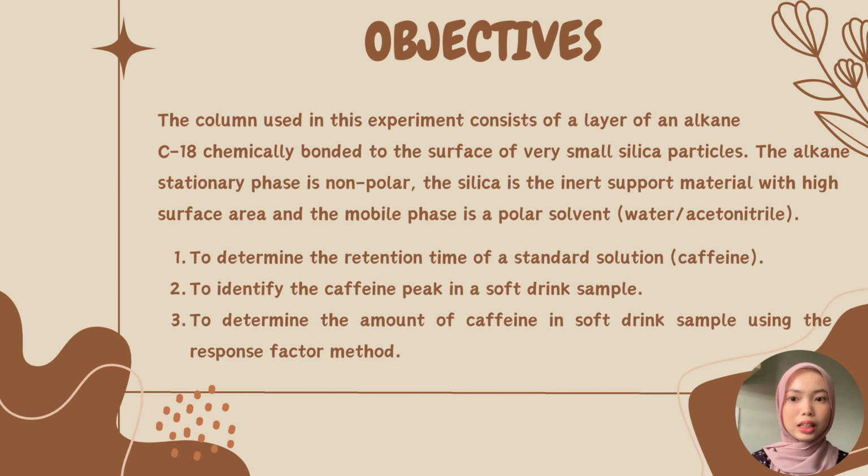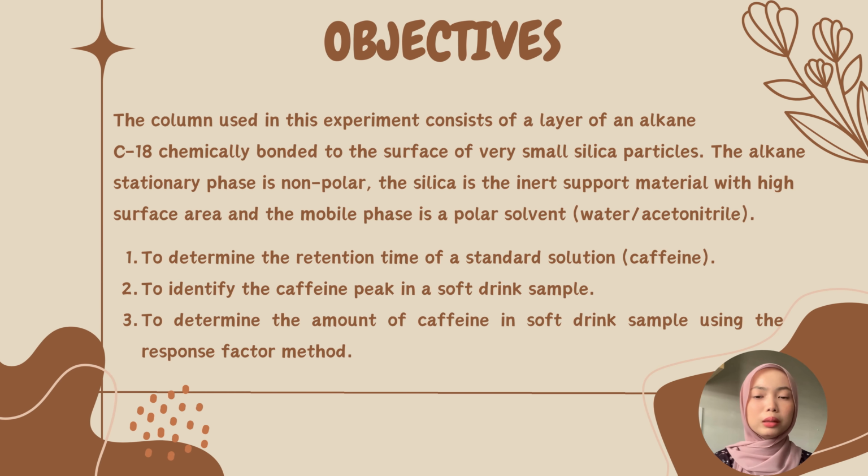For our experiment, we will use a column that consists of a layer of an alkane C18, which is chemically bonded to very small silica particles. The alkane stationary phase is non-polar. The silica is the inert support material with high surface area, and for our mobile phase, which is a polar solvent, we will use water or acetonitrile.